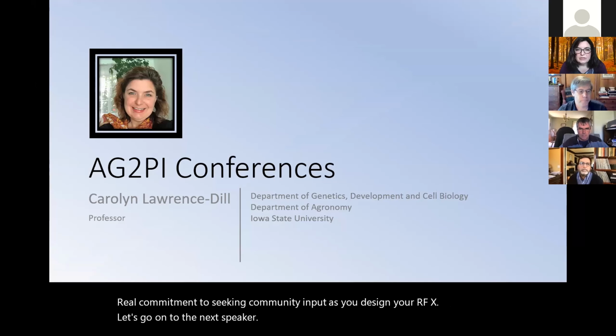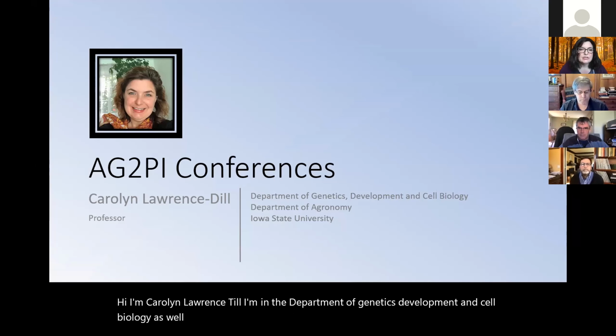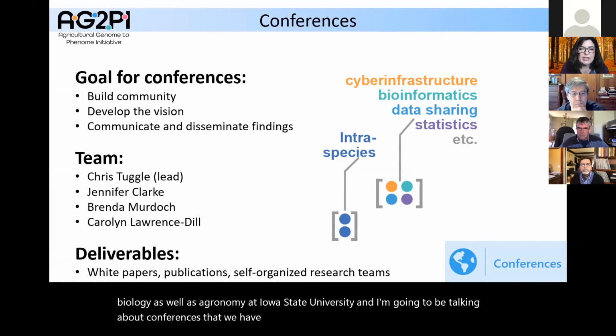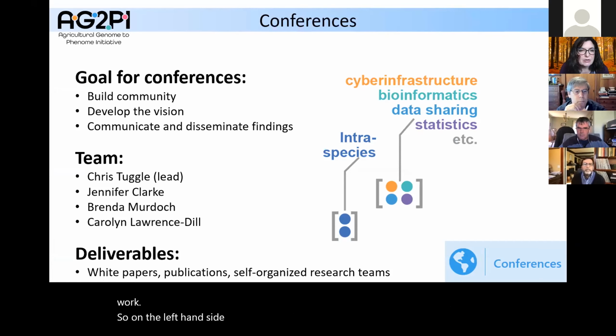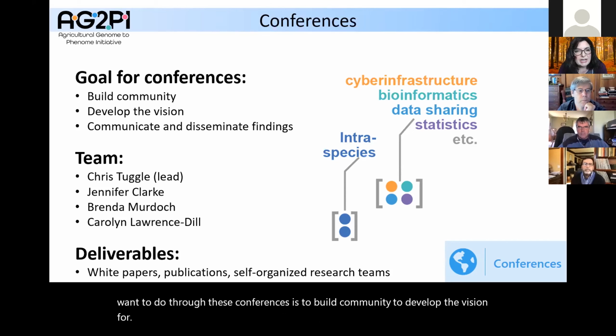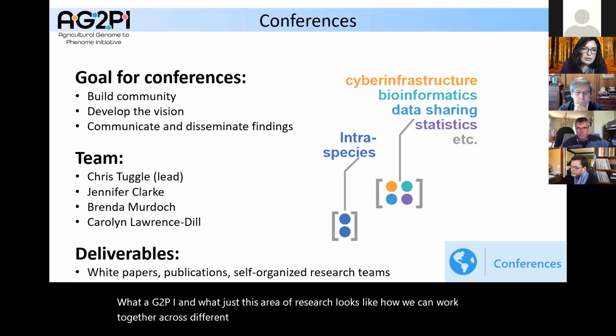Hi, I'm Carolyn Lawrence Dill. I'm in the Departments of Genetics, Development, and Cell Biology, as well as Agronomy at Iowa State University. And I'm going to be talking about conferences that we have put together for AG2PI and how that's going to work. On the left-hand side of this slide, I'm going to go over the goals first. What we want to do through these conferences is to build community, to develop the vision for what AG2PI and this area of research looks like, how we can work together across different species. And then we'll be communicating and disseminating findings from these conferences.